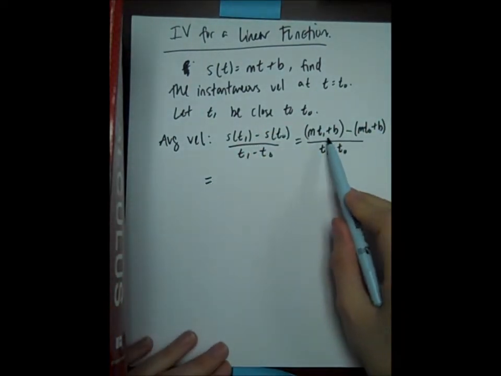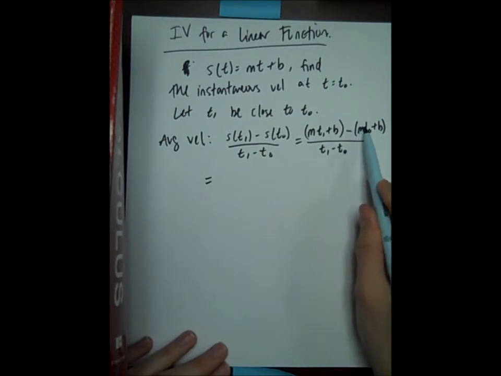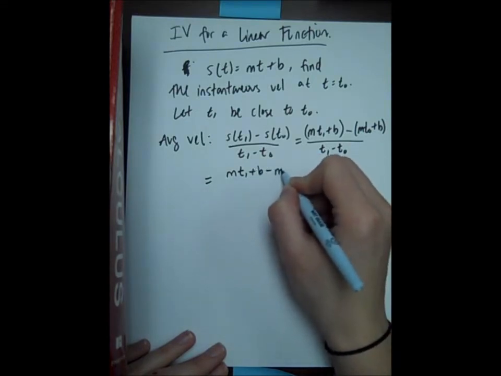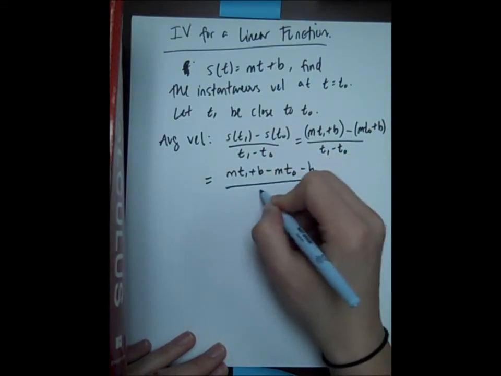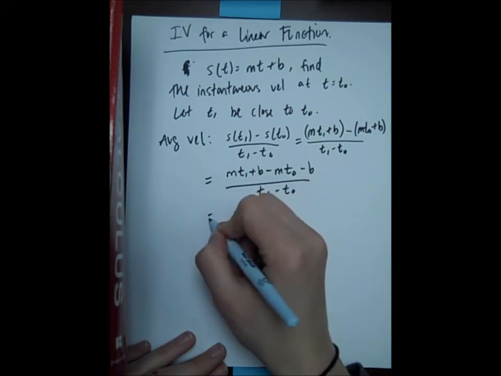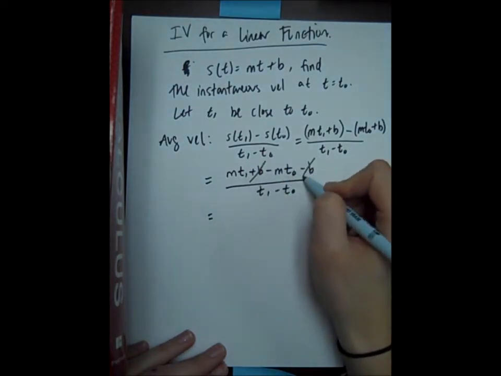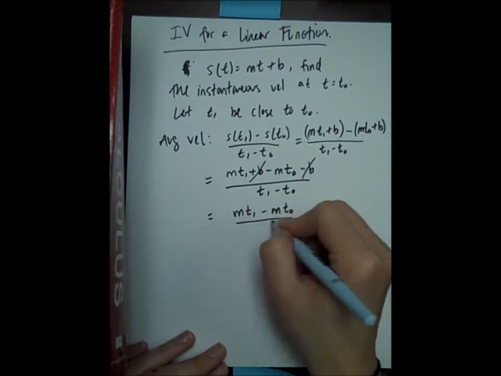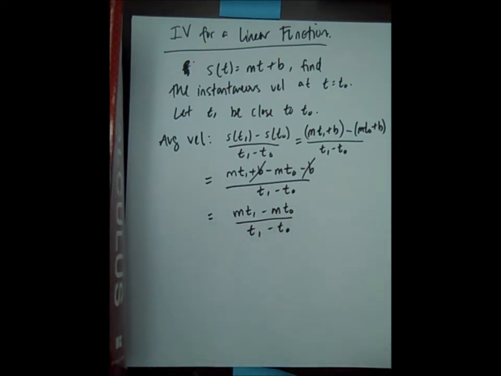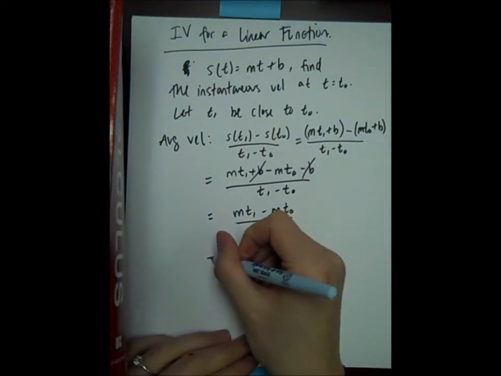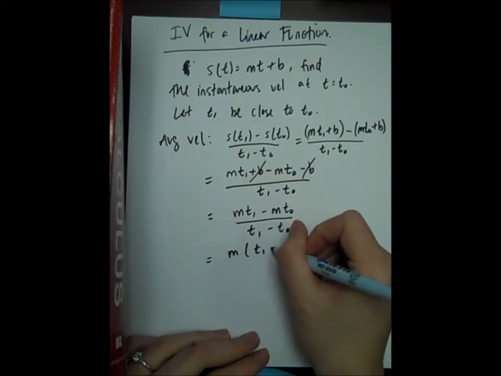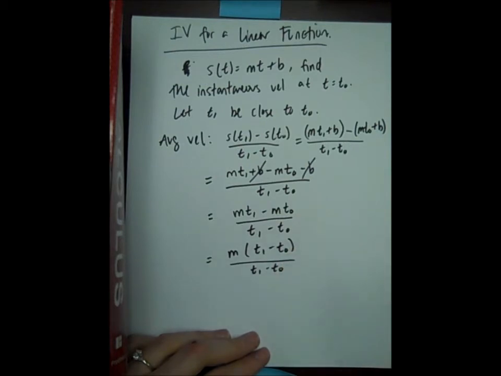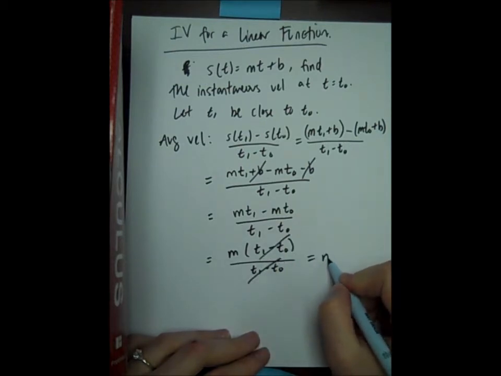Can I simplify this numerator any? Well, what happens if I distribute this negative? I'll get m t1 plus b minus m t naught minus b over t1 minus t naught. Well, my b's are going to cancel, so I get m t1 minus m t naught over t1 minus t naught. And now I could factor out an m from my numerator. So I get m times t1 minus t naught over t1 minus t naught. And these are going to cancel, so I'm just left with m.